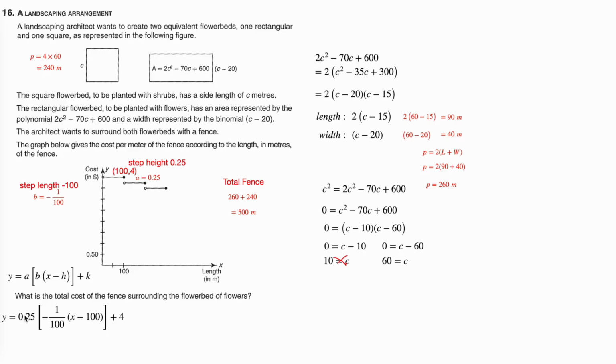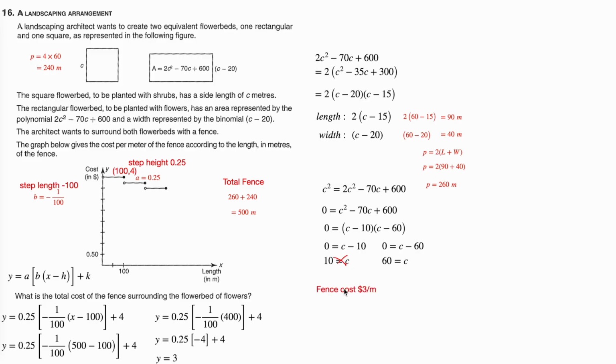My A is 0.25. The B is negative 1 over 100. x minus the h is 100. Close the brackets, close the greatest integer bracket, plus the k is 4. That's my equation. We are plugging in the length of x being 500. That gives me 500 minus 100, which is 400, divided by negative 100 is negative 4. The greatest integer of negative 4 is negative 4, times 0.25, or a quarter of negative 4, is negative 1, plus 4 is 3. It's going to cost $3 per meter.